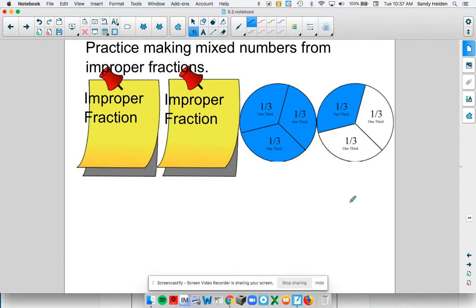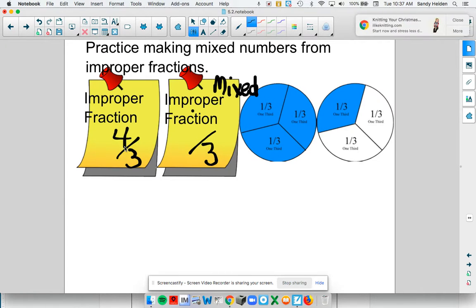Let's practice some. So these are thirds. So both of these are going to have a 3 on the bottom. And I like to show that right away because I want to show that that part doesn't change when you change from improper to mixed or mixed to improper. Whoops, this one should say mixed. All right, for improper, we count all the parts. 1, 2, 3, 4. And the bottom number is a 3 because each piece is divided into 3.